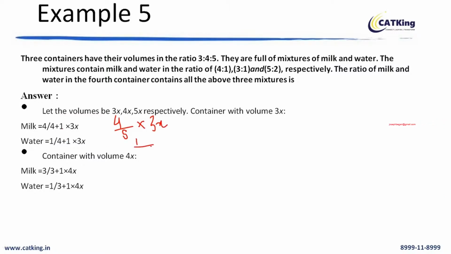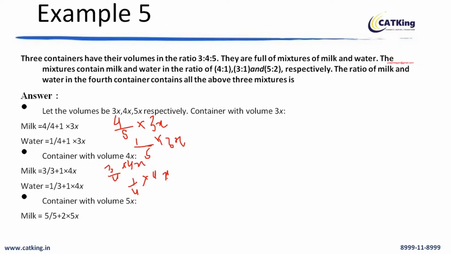Water is how much? 1 by 5 into 3x. So similarly, this will be 3 upon 4 into 4x milk, and water will be 1 upon 4 into 4x. Similarly, with the third container as well, container with the volume 5x. So milk is equal to 5 upon 7 into 5x, and water will be 2 upon 7 into 5x.